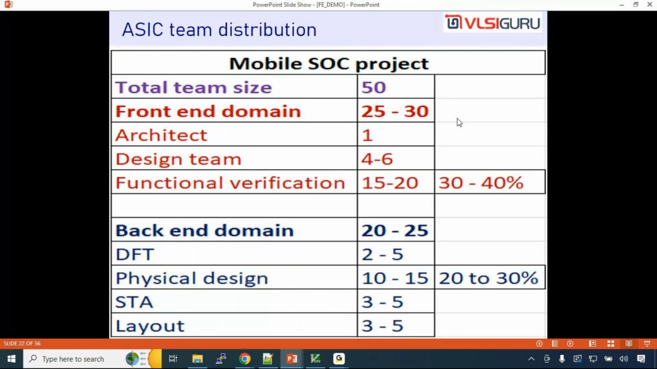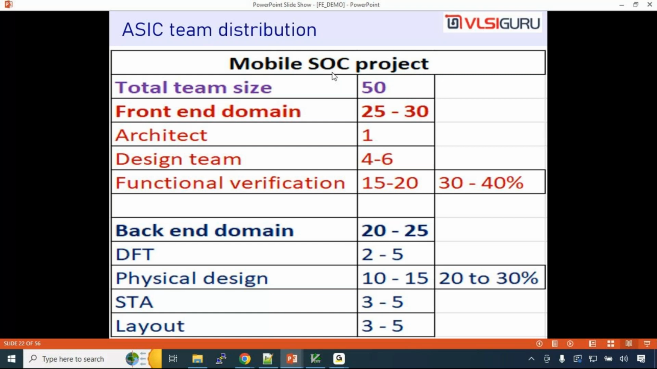Typically, how will the distribution be, how many people will be there in each domain, let's understand. Let's say you are working on a mobile phone SoC project. SoC stands for what? System on chip. So whatever goes into my mobile phone is called a SoC. What goes into my laptop is called a SoC, because the entire system is going into one chip. That's why it's called system on chip.